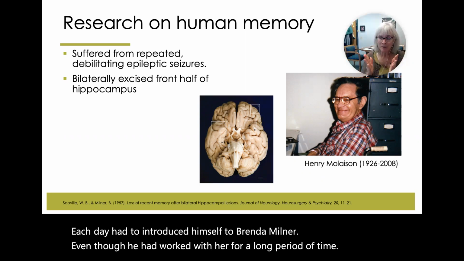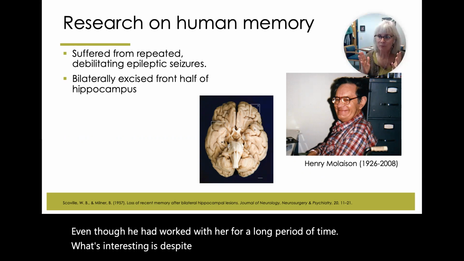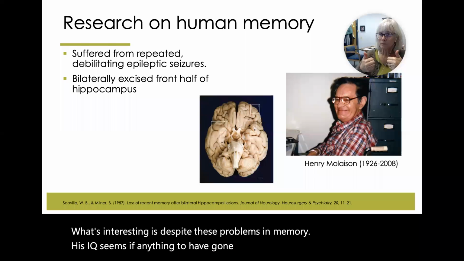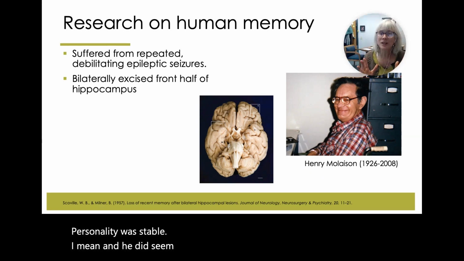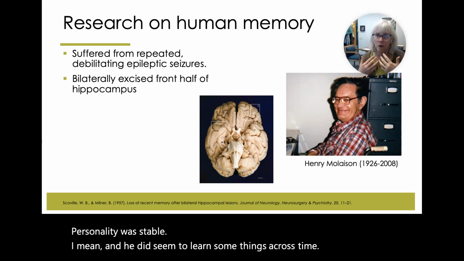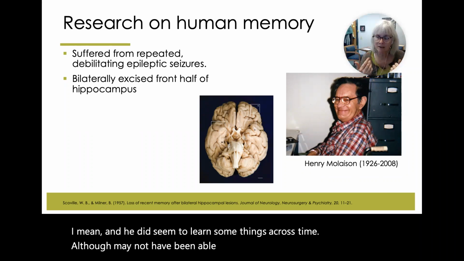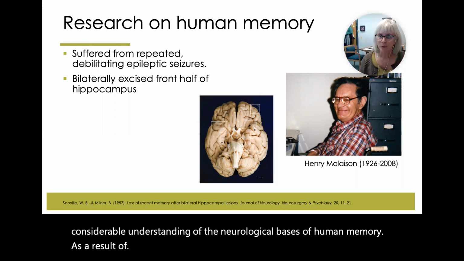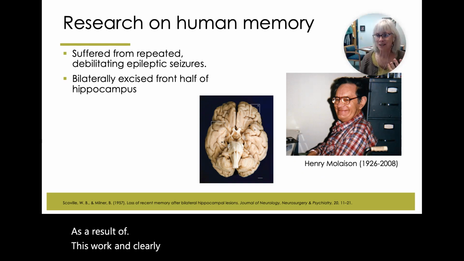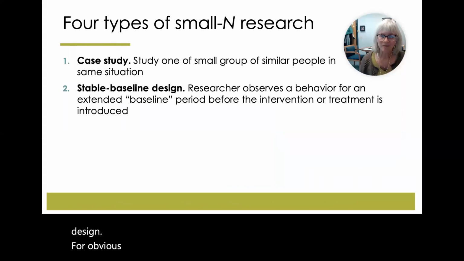Now, what's interesting is, despite these problems in memory, his IQ seems, if anything, to have gone up. Personality was stable. And he did seem to learn some things across time, although he may not have been able to verbalize what he learned. So considerable understanding of the neurological bases of human memory as a result of this work. And clearly not something we'd want to do in an experimental design for obvious ethical reasons.